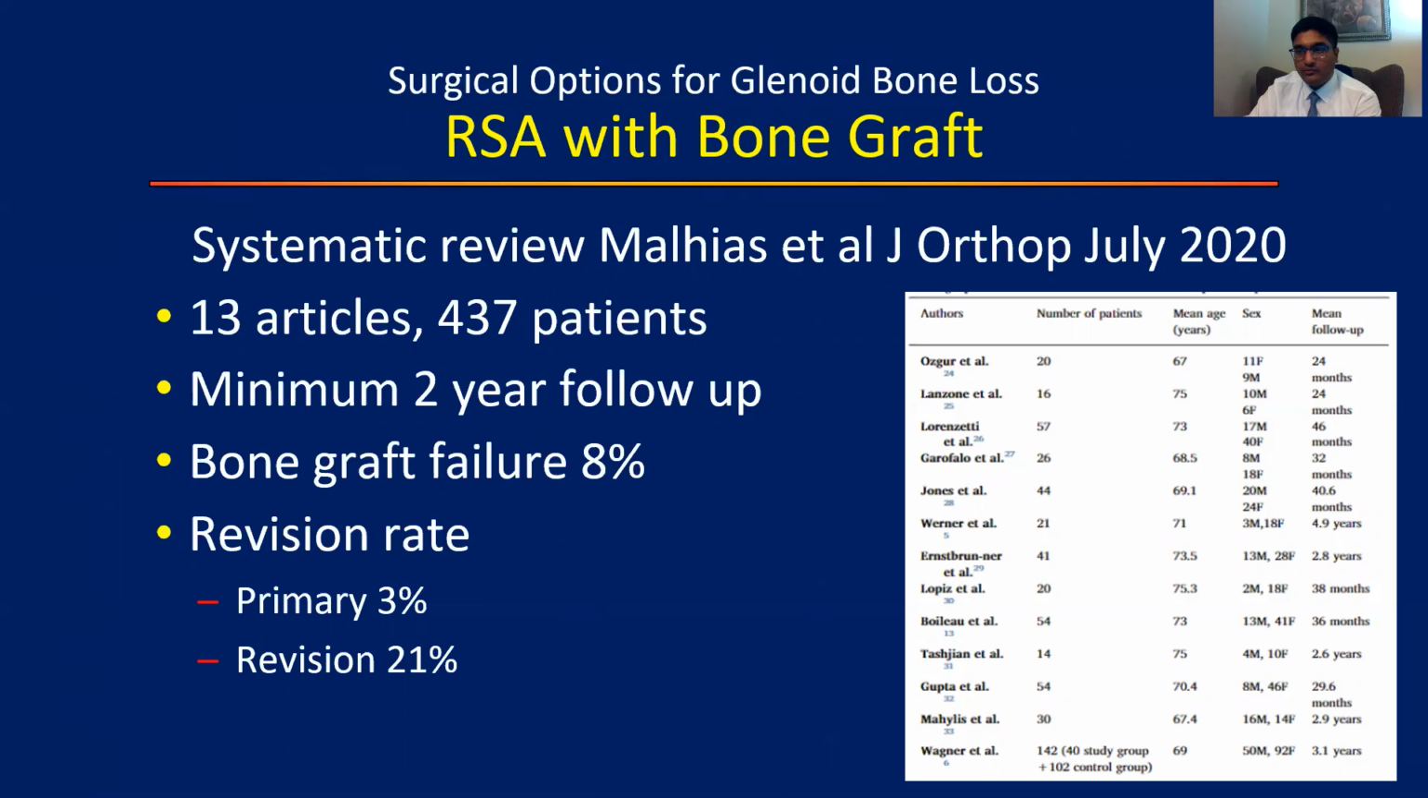This systematic review came just last month, which looked at 13 articles and 437 patients who were treated with reverse shoulder arthroplasty and bone graft. At a minimum of 2-year follow-up, the bone graft failure rate is 8%, and the revision rate for primaries was 3%, and for revisions about 21%.